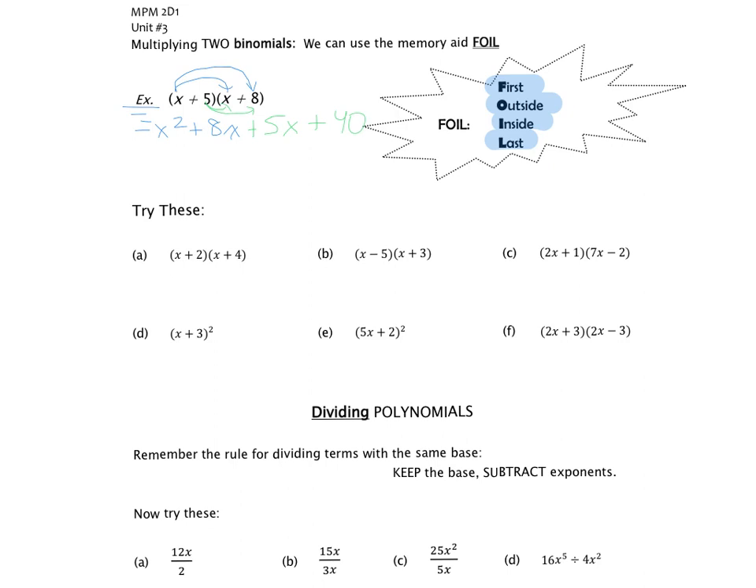So now it's easy peasy. We put together like terms. I've highlighted there the ones that are like terms, and we just simplify that. So I have 8x plus 5x, which gives me 13x. And that's your answer. So we're going to try a bunch more.